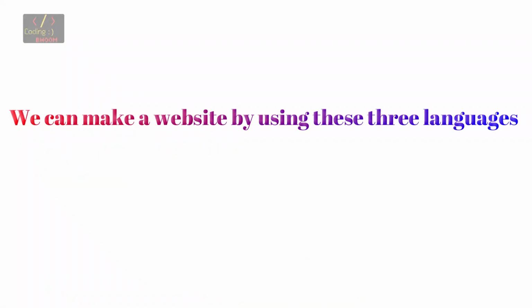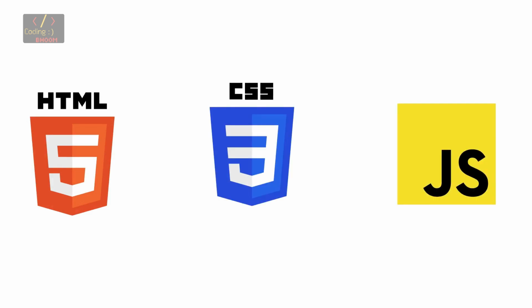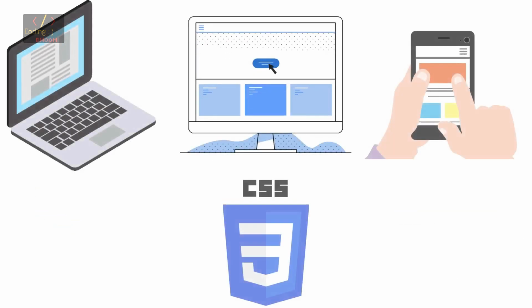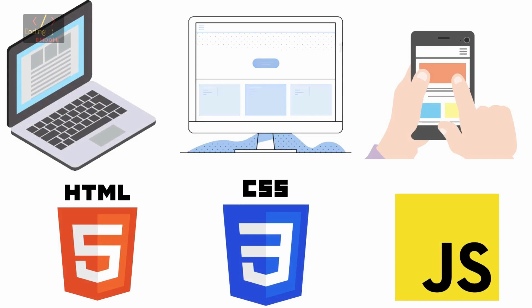We can make a website by using these three languages. Those are HTML, CSS and JavaScript. Every web page on the internet uses HTML, CSS and JavaScript. With these three languages we can make a website. And also they are so easy.